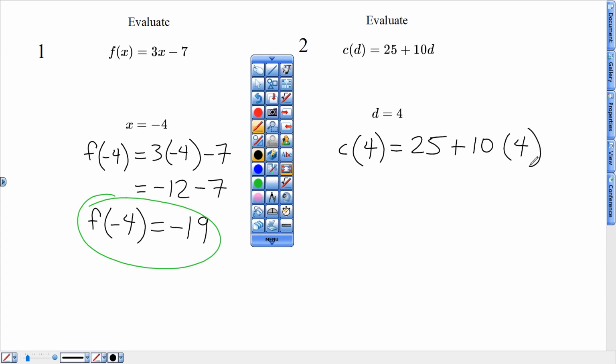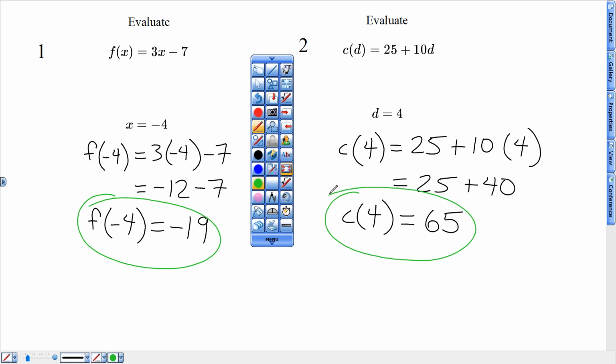Thanks for listening. So again, for this problem, don't do the adding, do the timesing first. Make sure you times that 10 and 4 first, and then you can add that 25. So that gives me c of 4 equals 65. So that's the one that you're going to circle. That's the one that you're looking for.